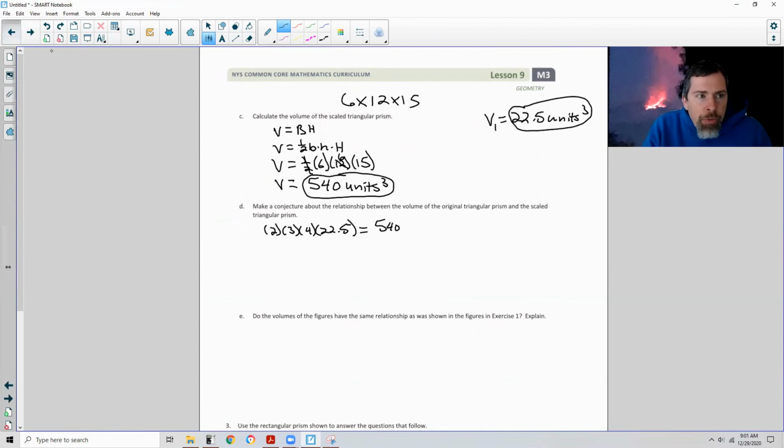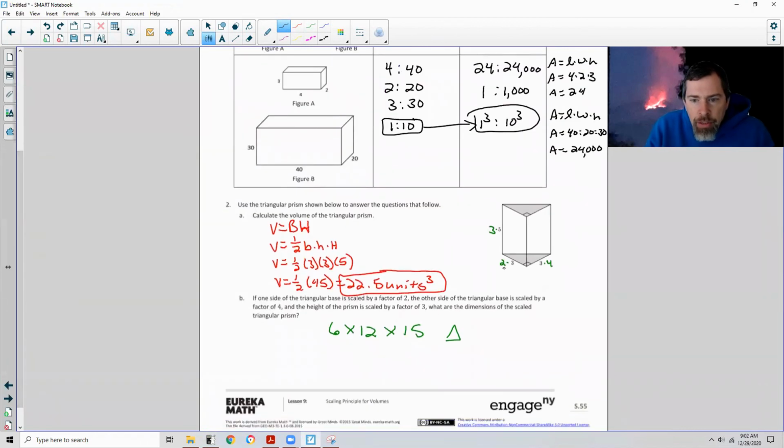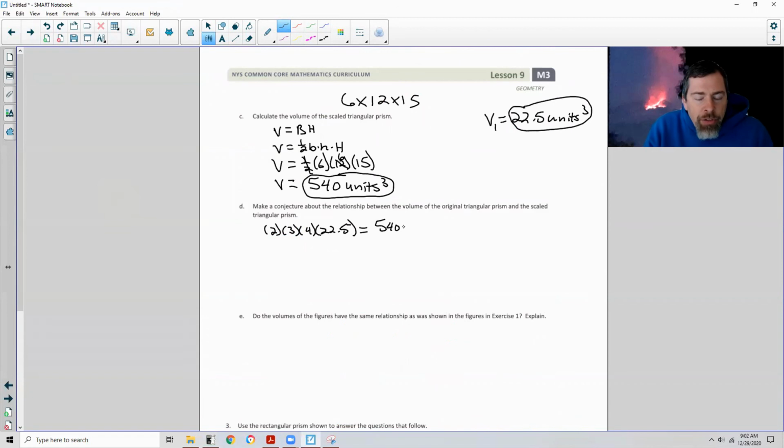If we know the 3 sides that we scaled it up by, or the 3 ratios, this 2, this 4, and this 3, rather than finding the volume again, we can just say, well, 3 times 2 is 6, 6 times 4 is 24. So if I multiply this by 24, I'll get the volume of the new scale, which is 540.